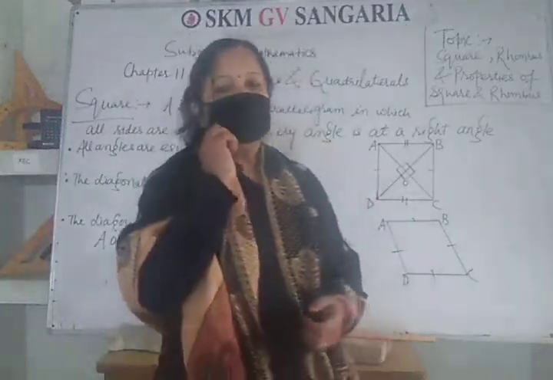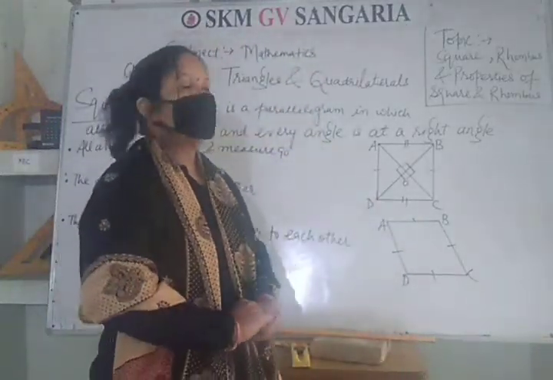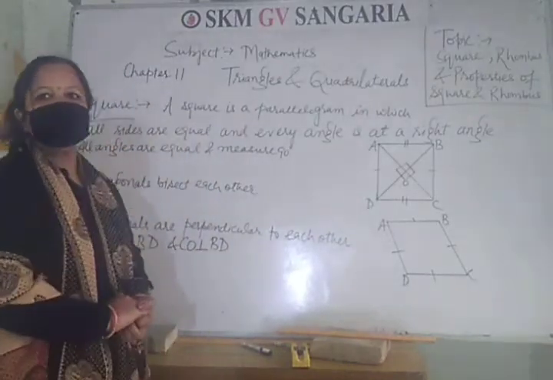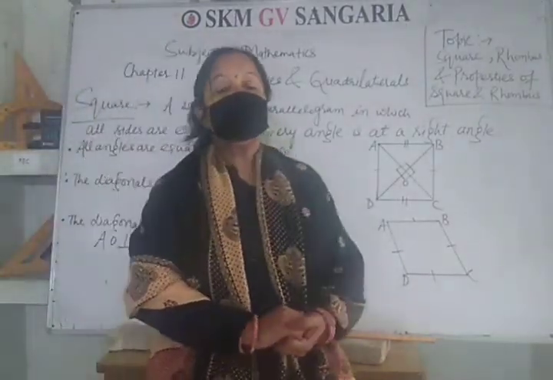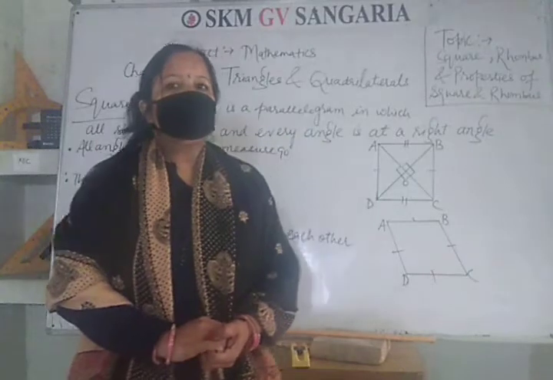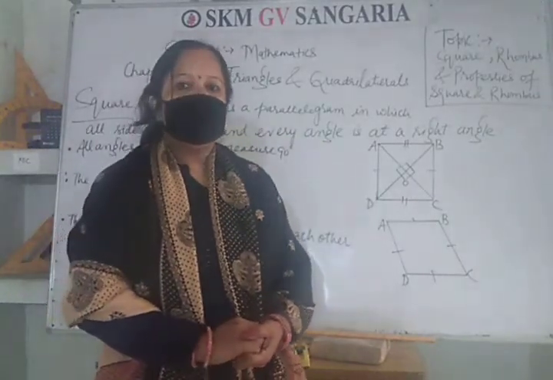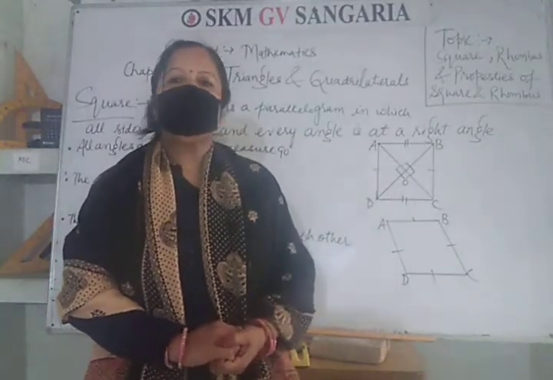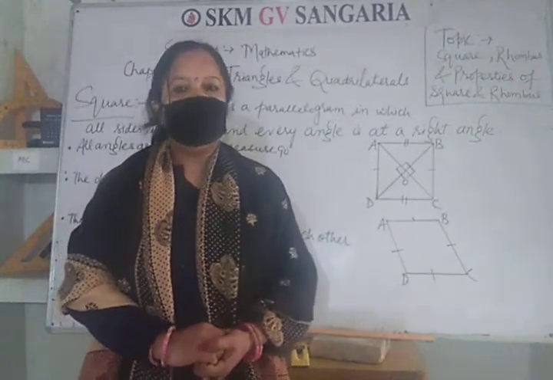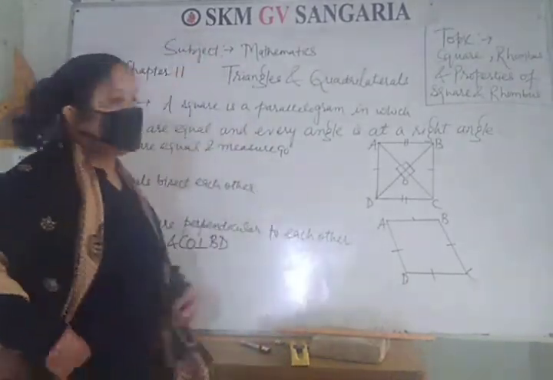I am Rama here. Today I am going to teach you chapter number 11, that is triangles and quadrilaterals. Today my topic is square, rhombus and properties of square and rhombus. Okay, so let's start.